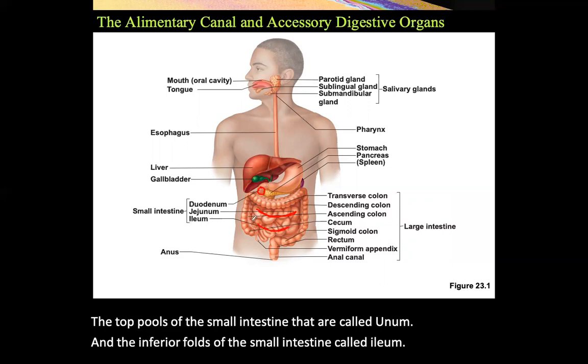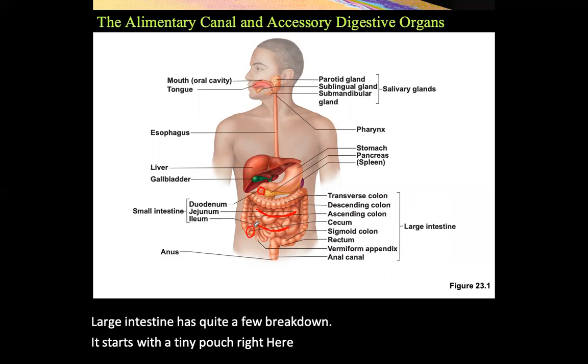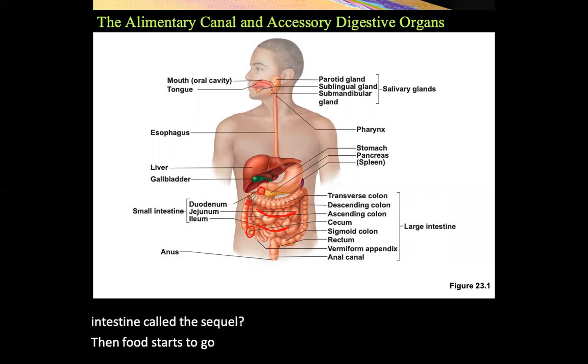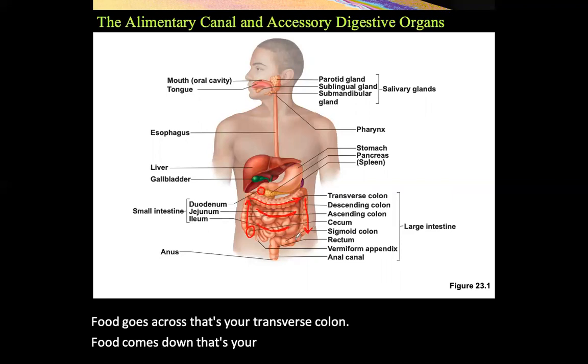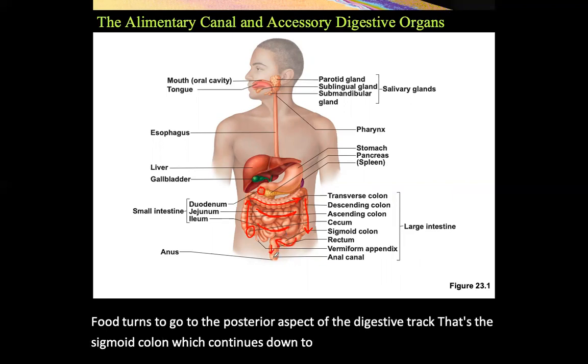The large intestine has quite a few parts. It starts with a tiny pouch right here, which connects to the small intestine, called the cecum. Then food starts to go up, so that's the ascending colon. Food goes across, that's your transverse colon. Food comes down, that's your descending colon. Food turns to go to the posterior aspect of the digestive tract, that's the sigmoid colon, which continues down to the rectum, and then the anal canal and anus.